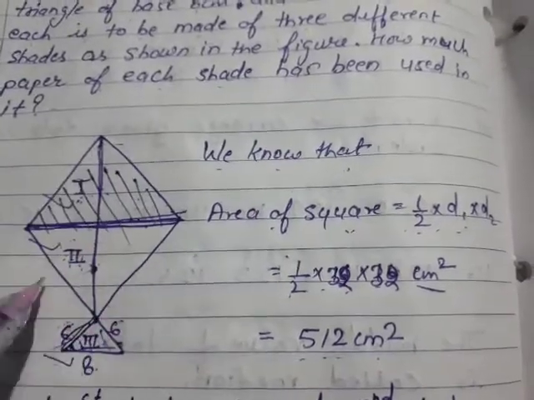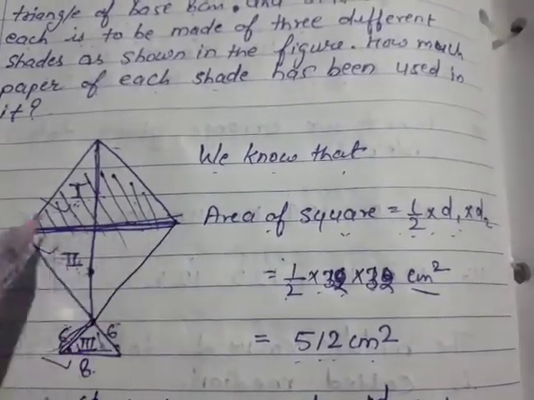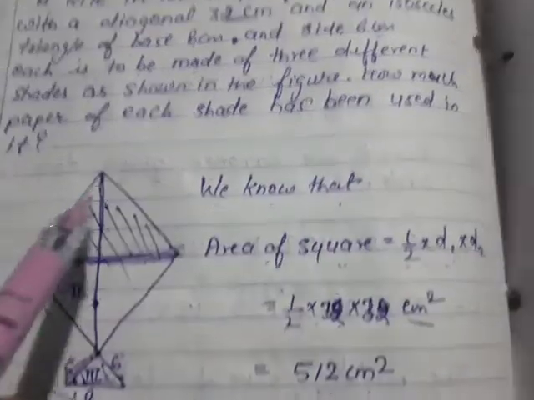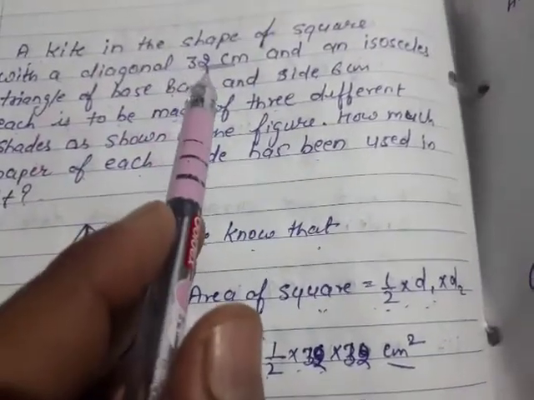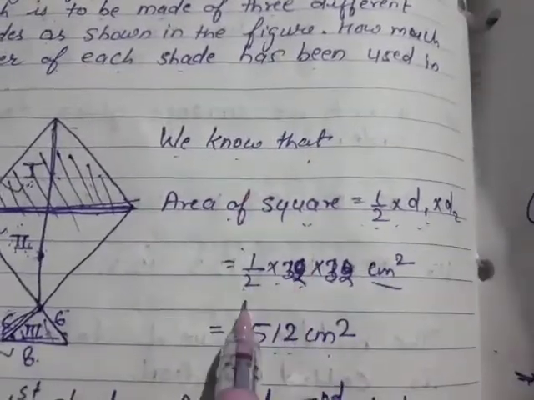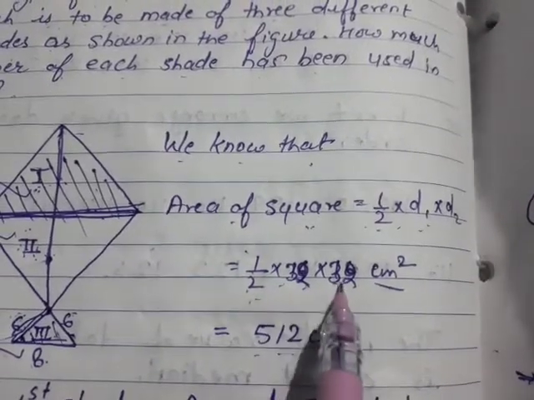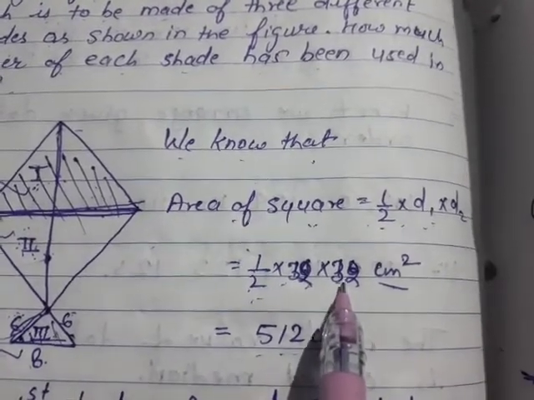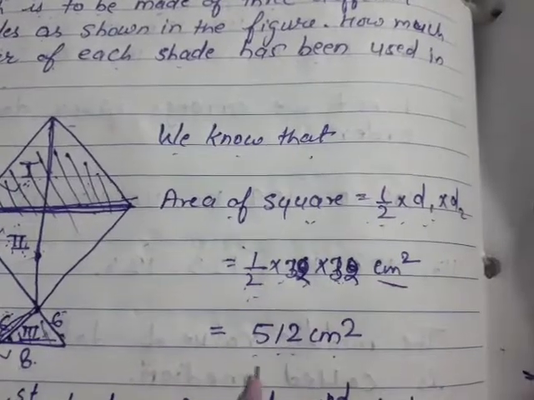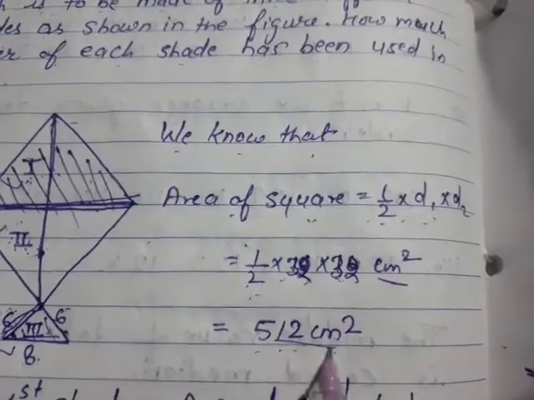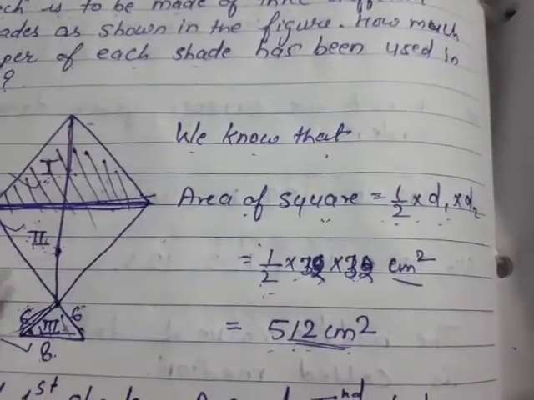And in a square we know that both diagonals are equal, and the diagonal of the square is given as 32 centimeters. So the area of the square is half into 32 centimeters, and the second diagonal is also 32 centimeters. If we solve it, we get 512 centimeter square. It is the area of the square.